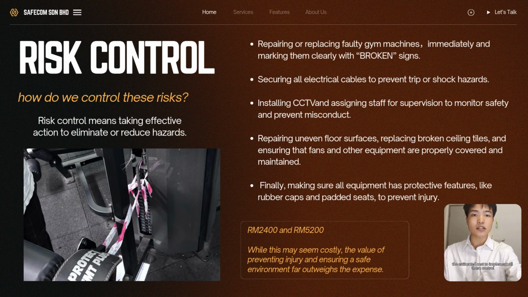The estimated cost to implement all these control measures is between 2,500 and 5,200, depending on the extent of repair and upgrade. While this may seem costly, the value of preventing injury and ensuring a safe environment far outweighs the expenses. Safety is not just a responsibility, it's a commitment to everyone's well-being.